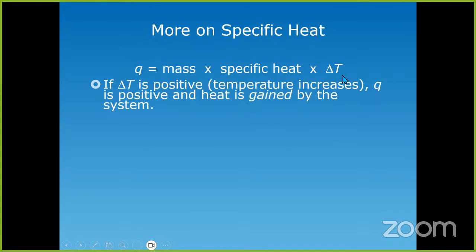Now remember, change of anything is always the final value minus the initial value. And that is no less true for temperature, right? So the change in temperature is the final temperature minus the initial temperature. And therefore, if the final temperature minus the initial temperature is positive, which means that the final temperature is greater than the initial temperature, that means that Q is positive as well. And the way we interpret that is that heat is being absorbed by the system.